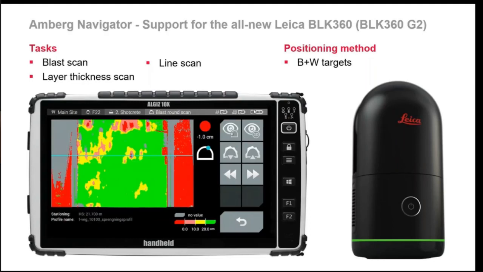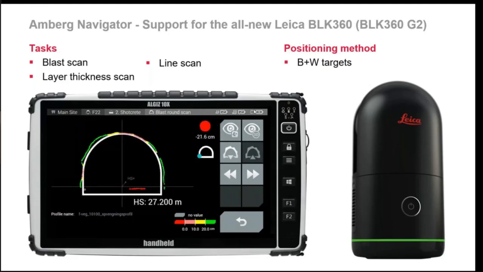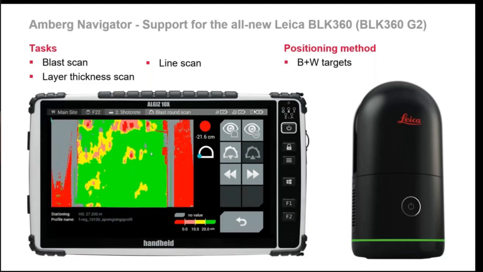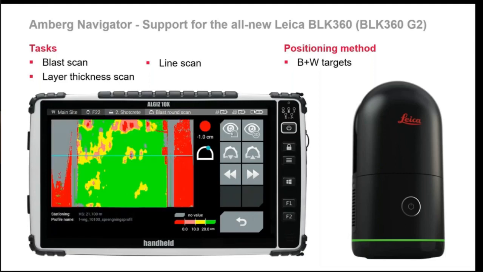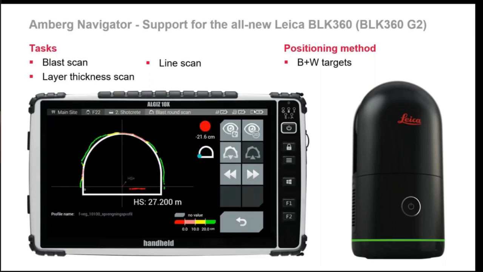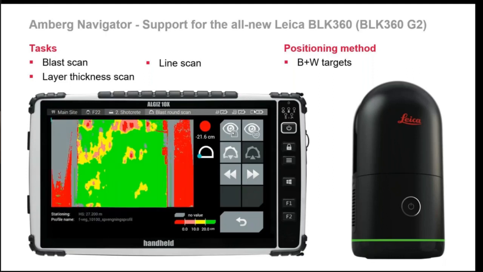The APM positioning method is not supported, and this is intentional because for the APM positioning method, we rely on a calibrated or survey grade tilt compensator to solve the tilt error in a scan. And with this BLK, it's not sufficient for survey grade work. But the black and white positioning method is perfectly fine. And in the near future, you can also expect to see sphere positioning as well.